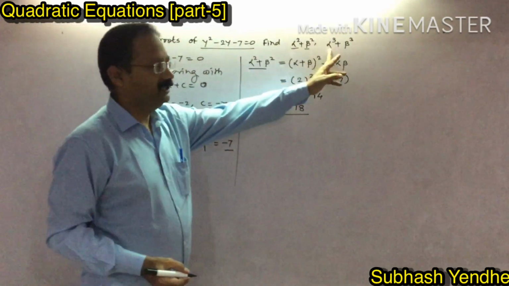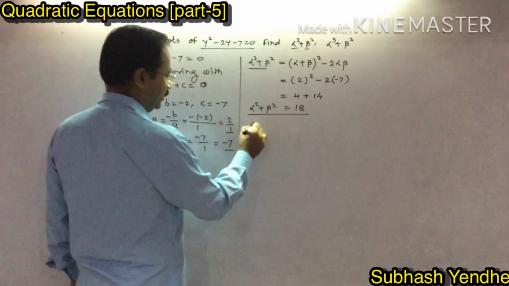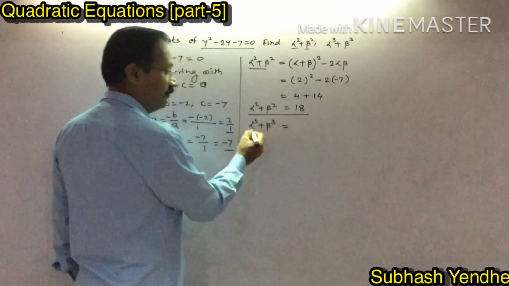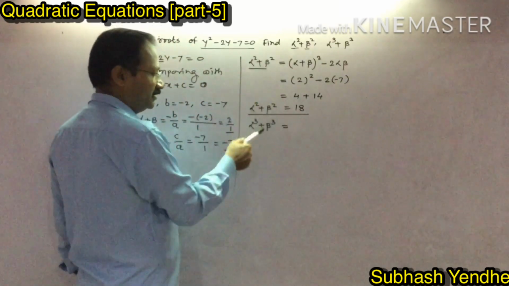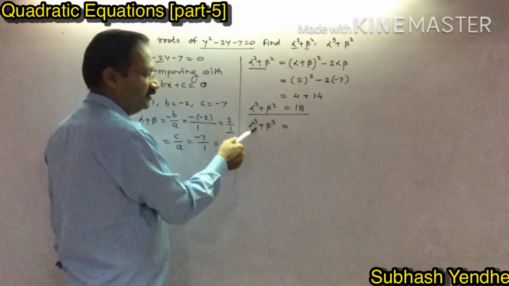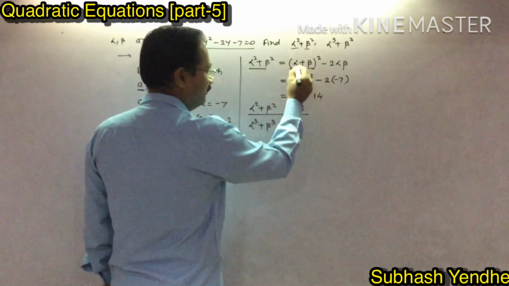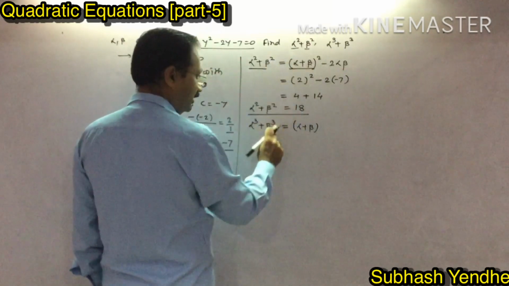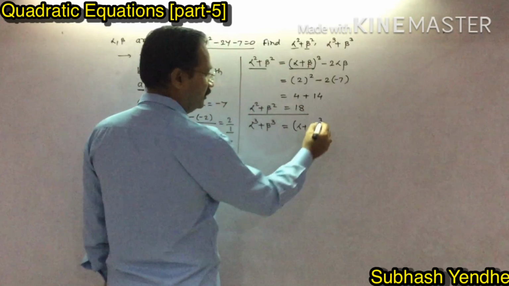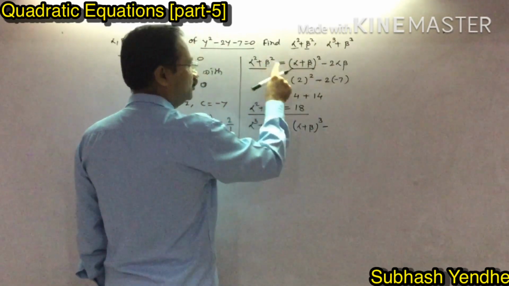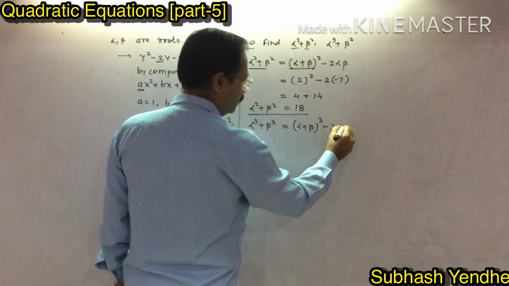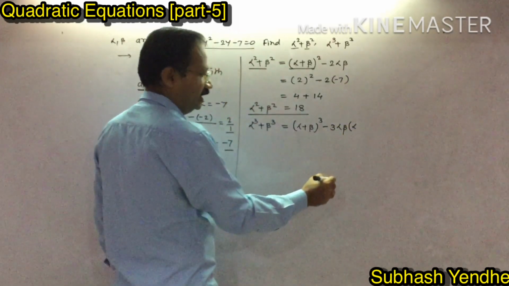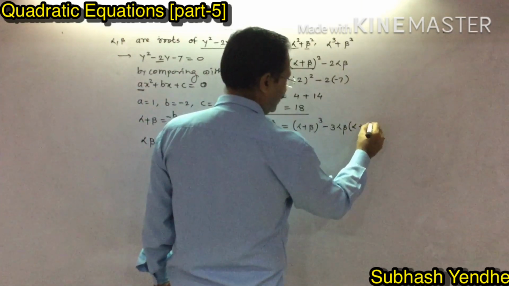Now I want to find out the value of alpha cube plus beta cube. Alpha cube plus beta cube also has one formula. It is similar to this one. Here it is square and here it is cube. So the first thing is the same, alpha plus beta. Here it is square, here it is cube, so let us write the cube. Minus 2 into alpha beta, here 3 into alpha beta. And one thing is extra, you have to write alpha plus beta.